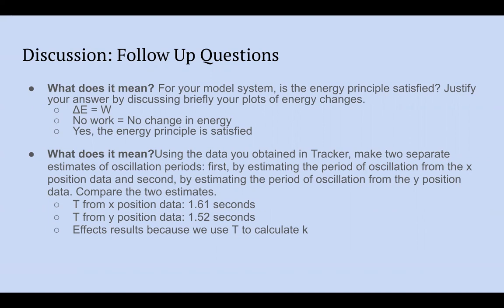The second question is to make two different estimates of oscillation periods, one from the X position data and tracker, and the other from the Y position data and tracker. I found that the oscillation period from the X data equals 1.61 seconds, and the oscillation period from the Y data equals 1.52 seconds. This impacts the results because T is used to calculate the spring stiffness. This impacts many other calculations that are used to estimate the motion of the object. In my calculations, I used T from the Y position data because the spring is in the Y direction.